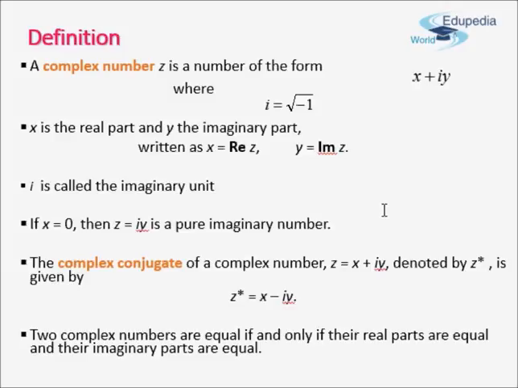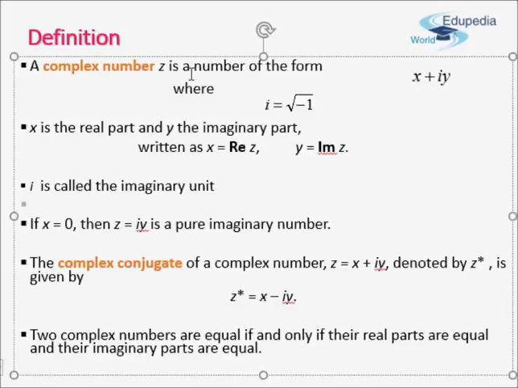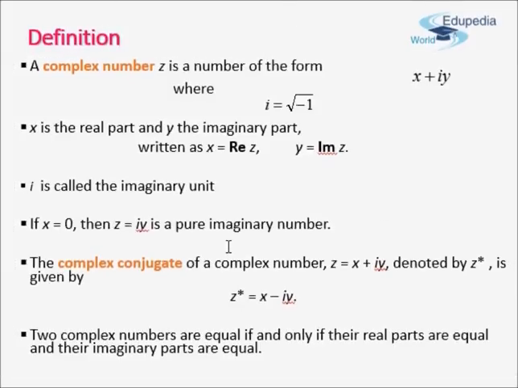Then we went through and talked about addition and subtraction, which was pretty straightforward, and multiplication. One thing I wanted to revise with the arithmetic is the concept of complex conjugates. The complex conjugate concept is pretty straightforward. This is used when we have to divide two complex numbers.